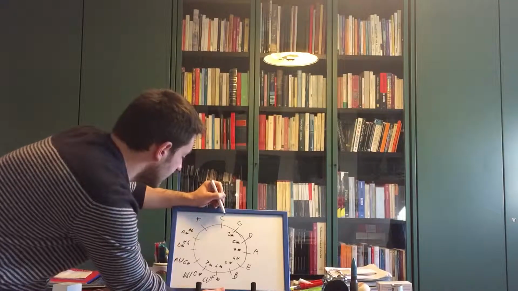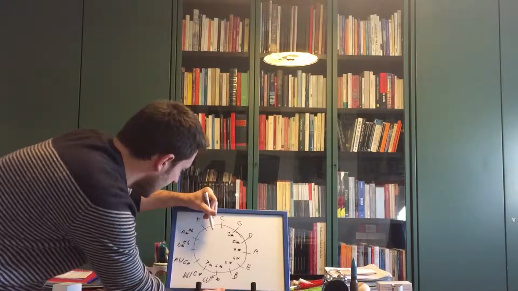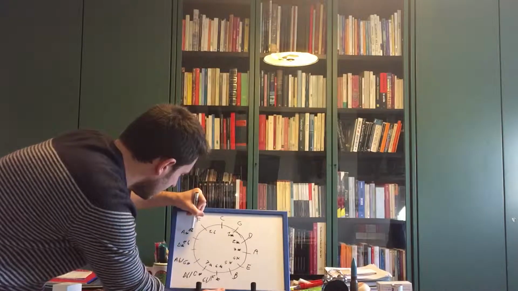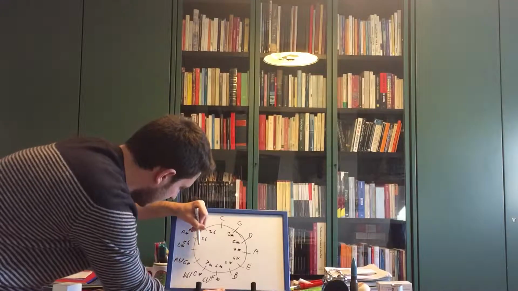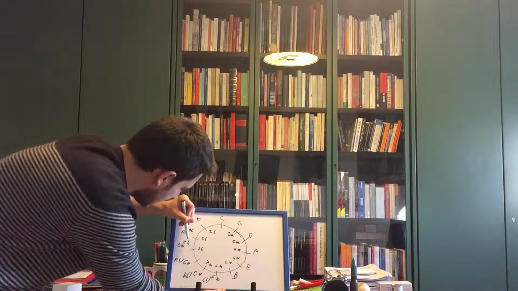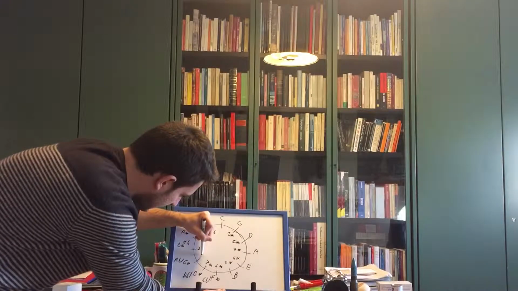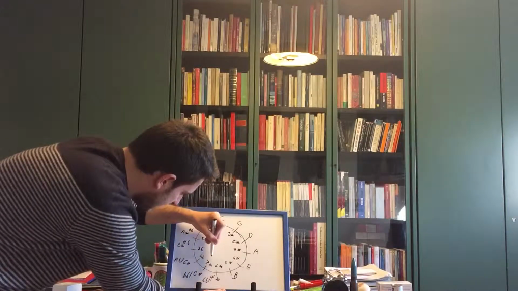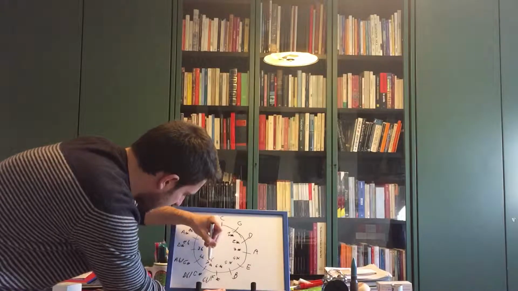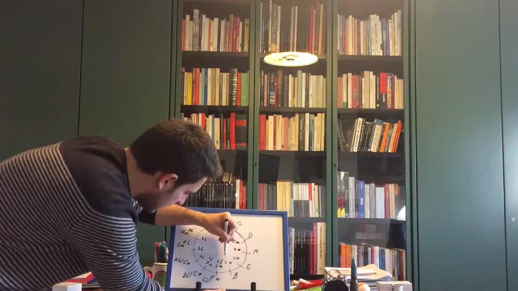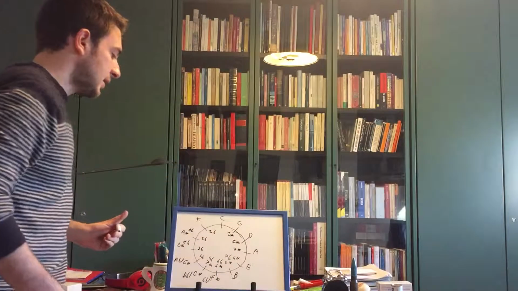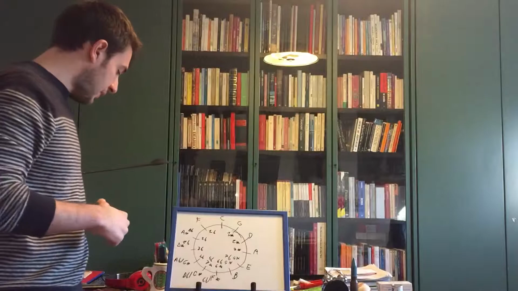Okay. Then we have the same with the flats. So we have F with one flat, B flat, two flats, E flat with three flats, then A flat with four flats, D flat with five flats, and G flat with six flats, and C flat with seven flats. So this is the circle of the fifth.